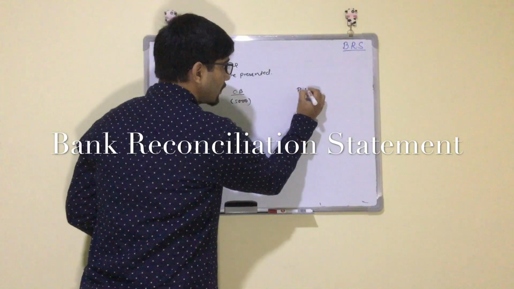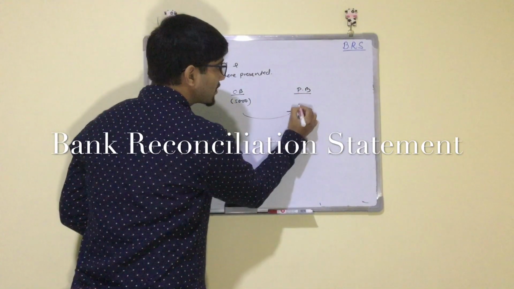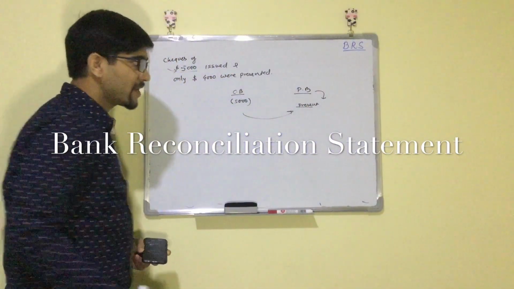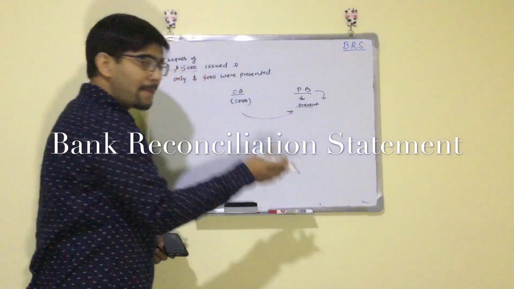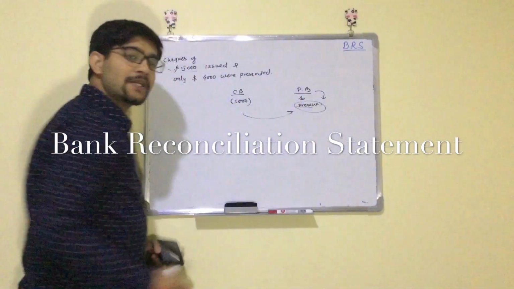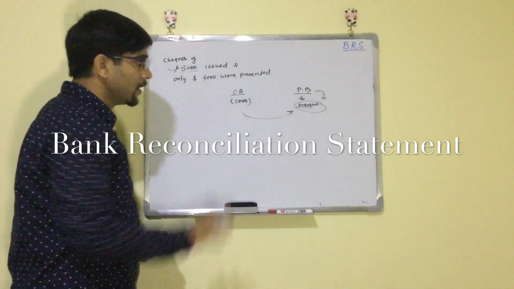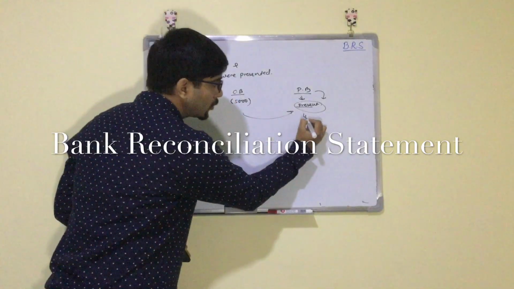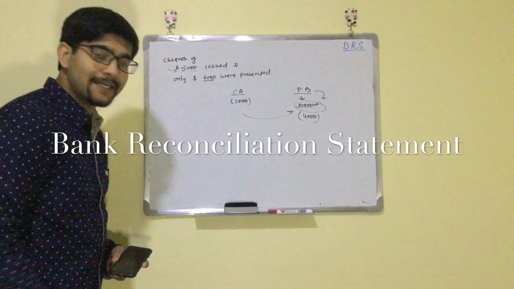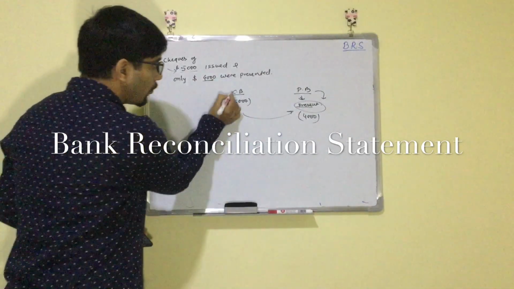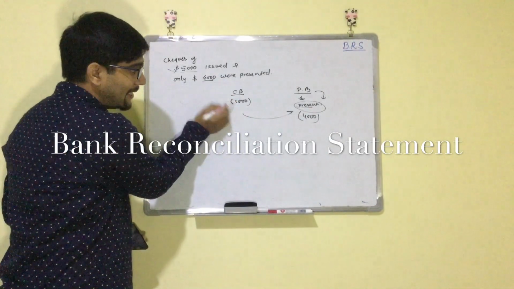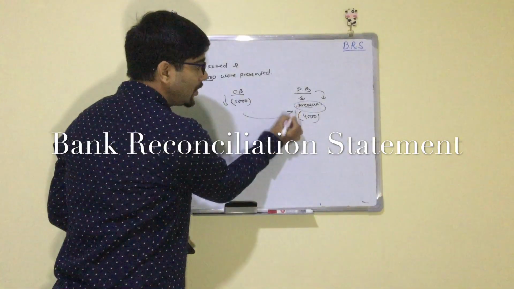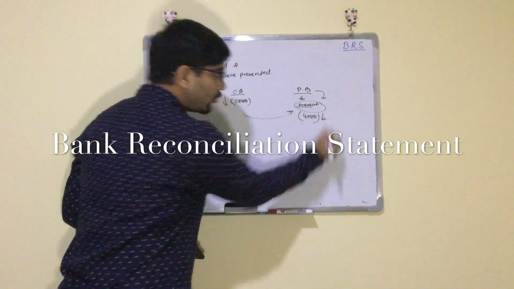And in passbook, unless the checks are presented, the bank will not reduce the balance, because the amount will not be withdrawn by the payee unless they present the check to the bank. Only $4,000 check is presented. What has happened? We have reduced our cash book balance by $5,000, whereas the bank has only reduced the balance by $4,000.